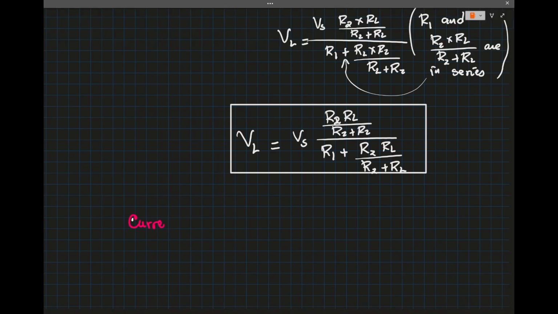So the current divider rule. Here we have parallel resistances.